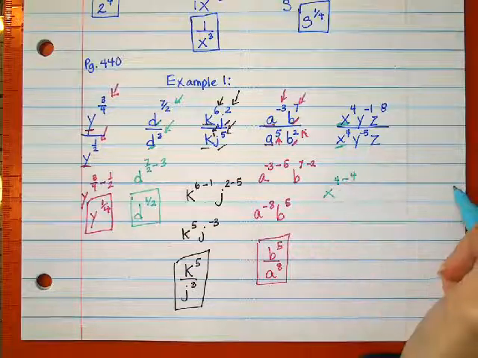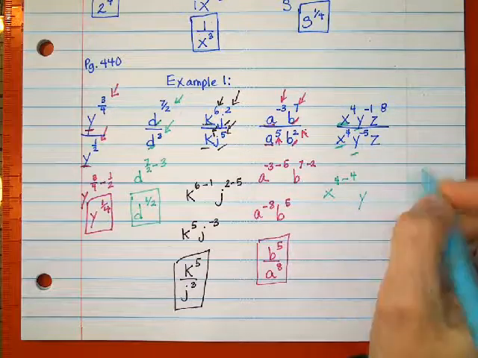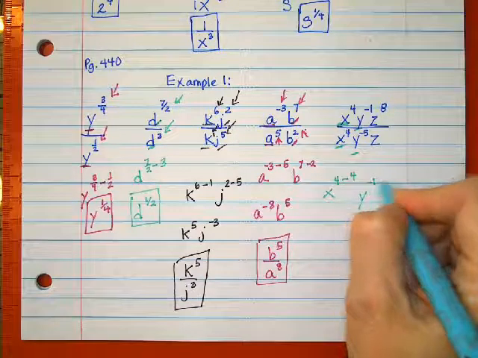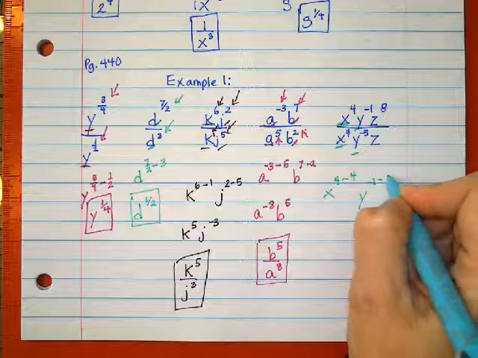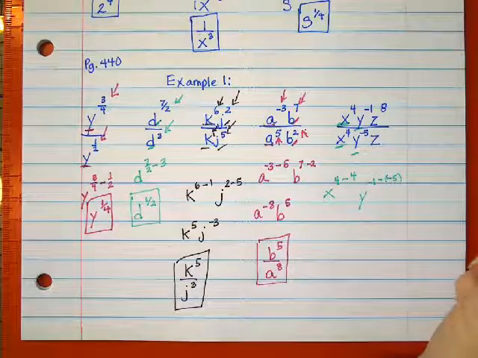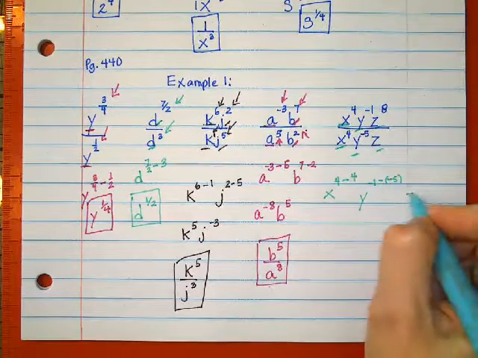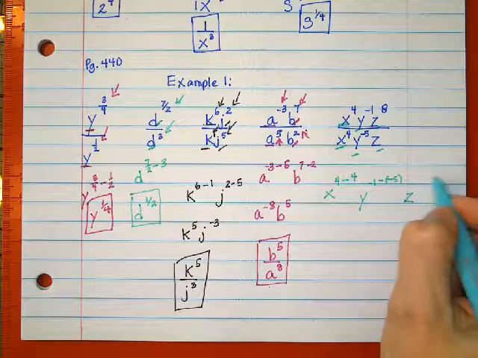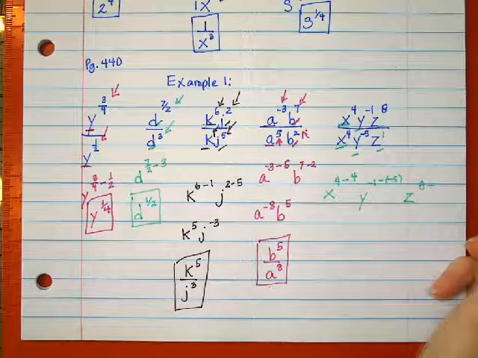The next variable we have is y, so base y and base y. Its top exponent is -1 minus its bottom exponent, which is -5. And then we've got our third and final variable, which is z, so base z. Its top exponent is 8 minus its bottom exponent of an understood 1, so -1.